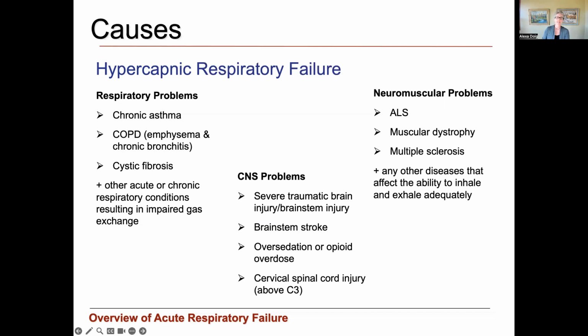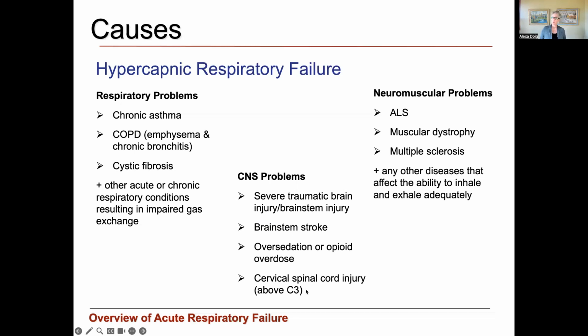So really any severe acute or chronic respiratory condition that results in impaired gas exchange or impaired ventilation will start to build up carbon dioxide, but again, of course, results in hypoxemia as well.